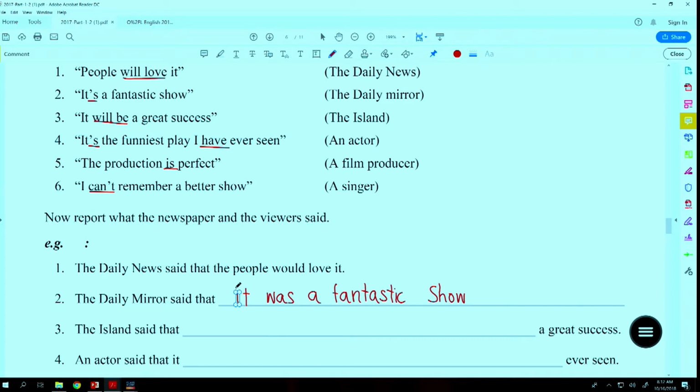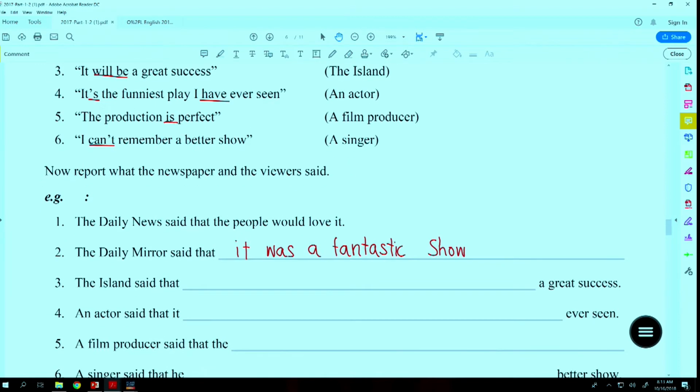Now do the third one. The Island said that. What's your answer? It will be, or yeah, it would be. Yes, it would be a great success. Said that it would be a great success.